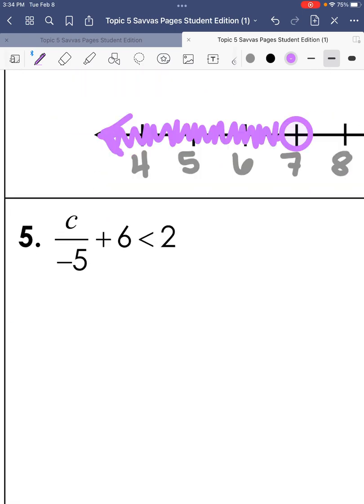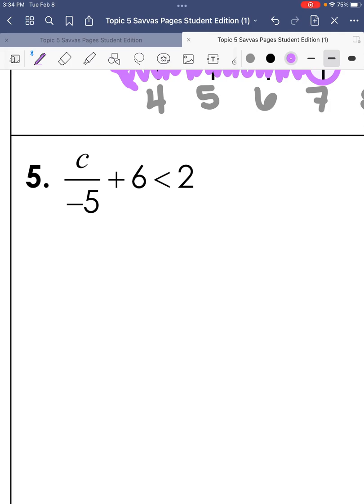Okay, number 5. C divided by 5 plus 6 is less than 2. I'm going to draw a line through my inequality symbol. And what do I have to undo first? Do I need to undo divided by 5 or plus 6?